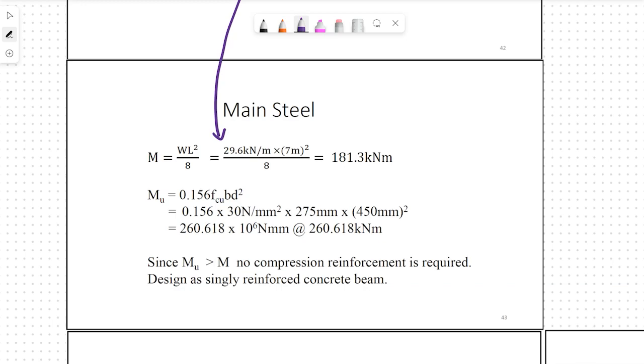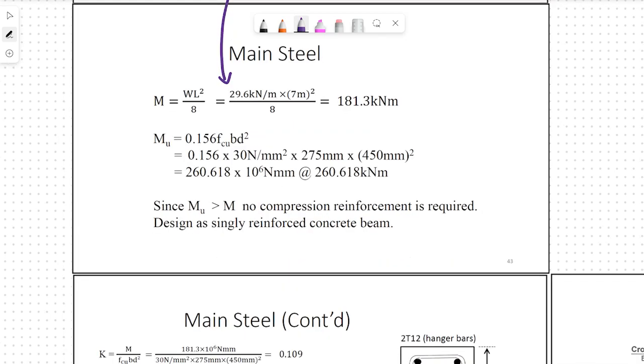Next, we're going to calculate the MU because we must make sure that M is less than MU. This is done only for checking. So 0.156 FCU BD square. So 0.156 times the strength of the concrete, which is given, and B is 275, given also. And the D we can just take straight away from the question since it is given. You get 260.618 times 10 power of 6 Newton millimeter, which is equal to 260.618 kilonewton meter.